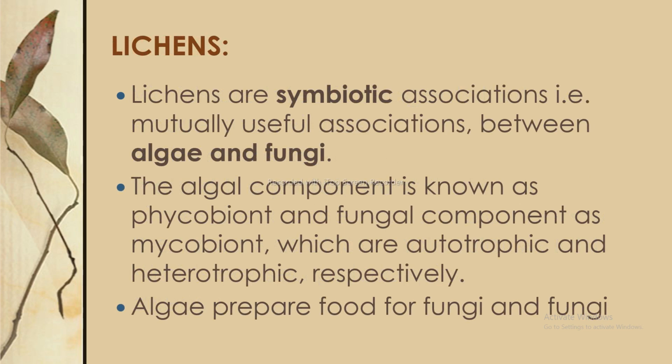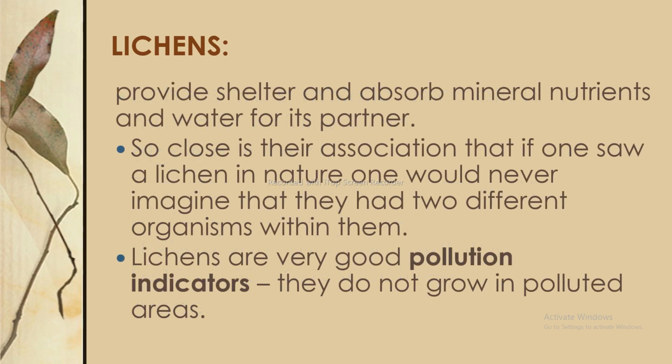Next are lichens. Lichens are symbiotic associations, for example, mutually useful associations between algae and fungi. The algal component is known as the phycobiont and the fungal component is known as the mycobiont, which are autotrophic and heterotrophic respectively. Algae prepare food for fungi and fungi provide shelter and absorb minerals, nutrients and water for its partner. So close is their association that if one saw a lichen in nature, one would never imagine that there were two different organisms within it.